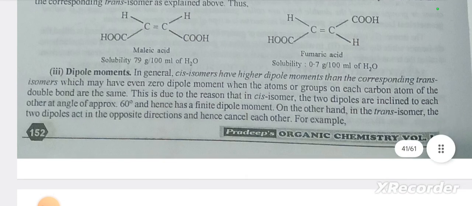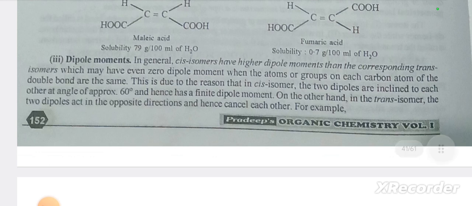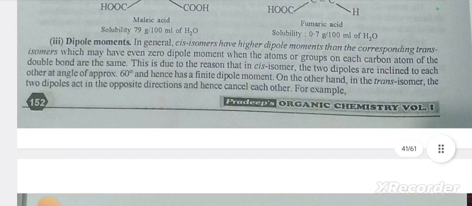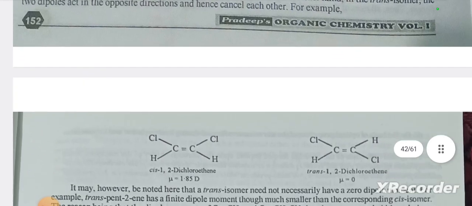Dipole moments. In general, cis isomers have higher dipole moment than the corresponding trans isomers, which may have zero dipole moment when the atoms or groups on each carbon atom of the double bond are the same. This is due to the reason that in cis isomer, the two dipoles are inclined to each other at an angle of 60 degree approx and hence has a definite finite dipole moment. On the other hand, in the trans isomer, the two dipoles act in the opposite direction and hence cancel each other.